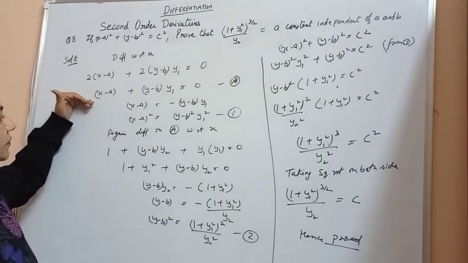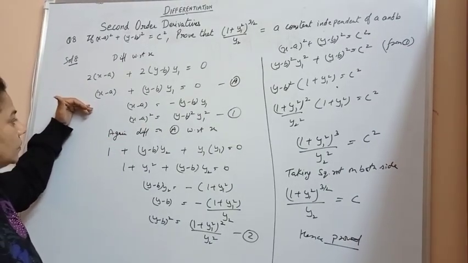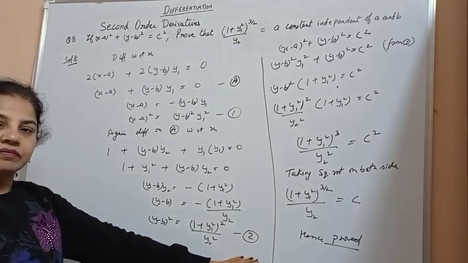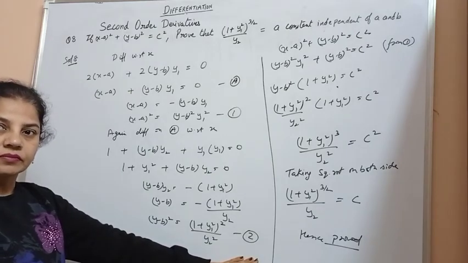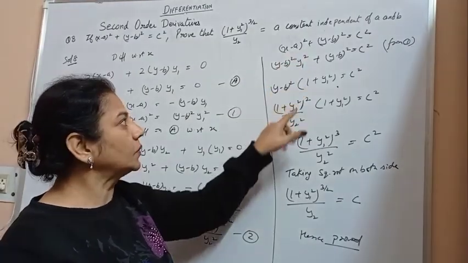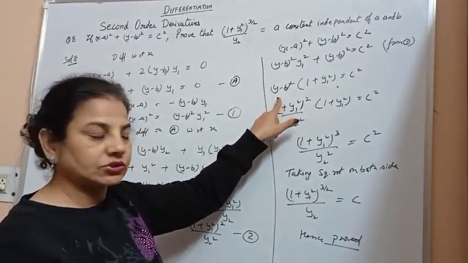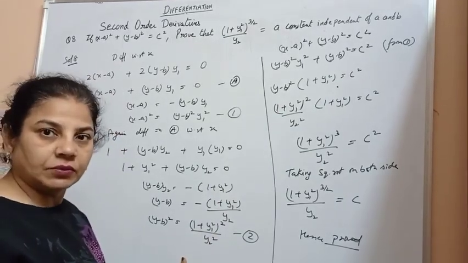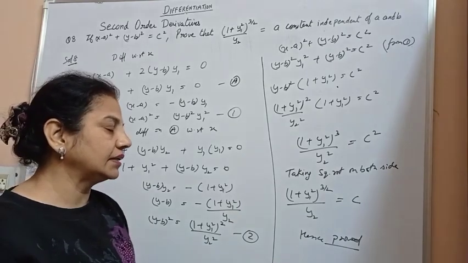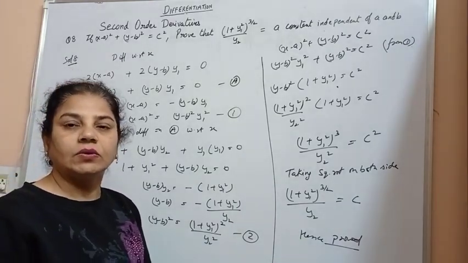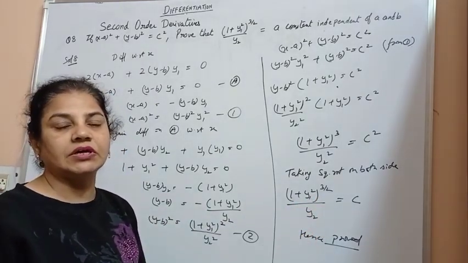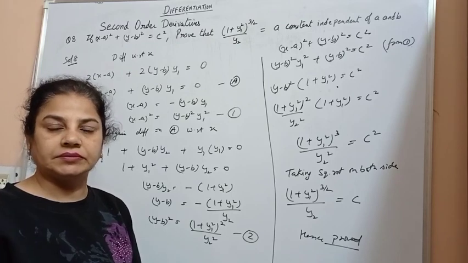Again differentiate the given equation. On reducing, I get the value of y minus b whole square, and I have given the name to that equation as 2. Substitute the value of x minus a square in the given equation. I get the equation in terms of y minus b whole square, and then I replace this value from equation number 2. Substituting and taking the square root, I get the result 1 plus y1 square to the power 3 by 2 upon y2 is equal to c, which is independent of a and b.